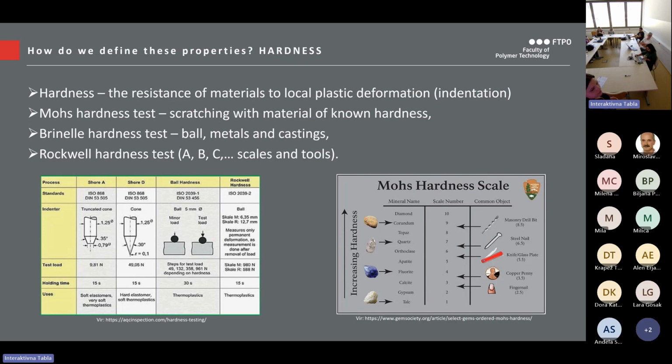It has different scales, A, B, C, up to, I think, the whole alphabet is actually defined as scales. And according to our sample hardness, we have to choose the right scale, and the tools to measure on that scale are given in the ISO 2039 standard.